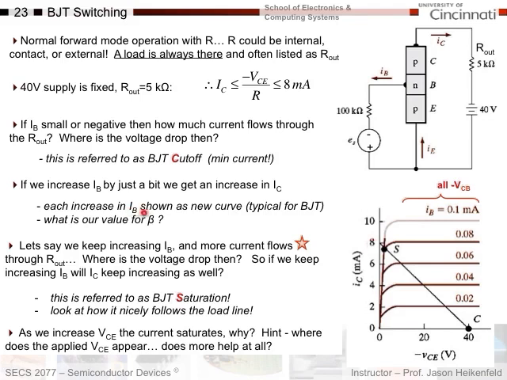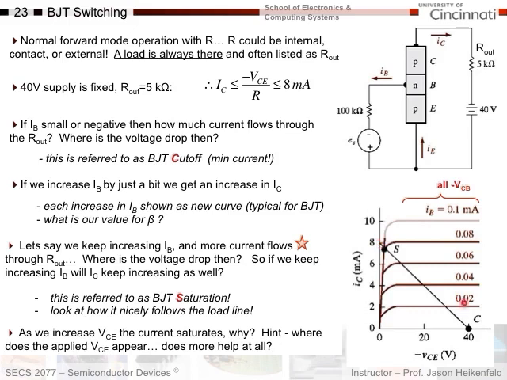Now, for each increase in my IB curve, you can see for the BJT, what's our value for beta? Again, it's the same for each of these. Here it's 100, here it's 100, here it's 100, here it's 100. So basically my amplification factor is constant, which I would expect for a BJT.